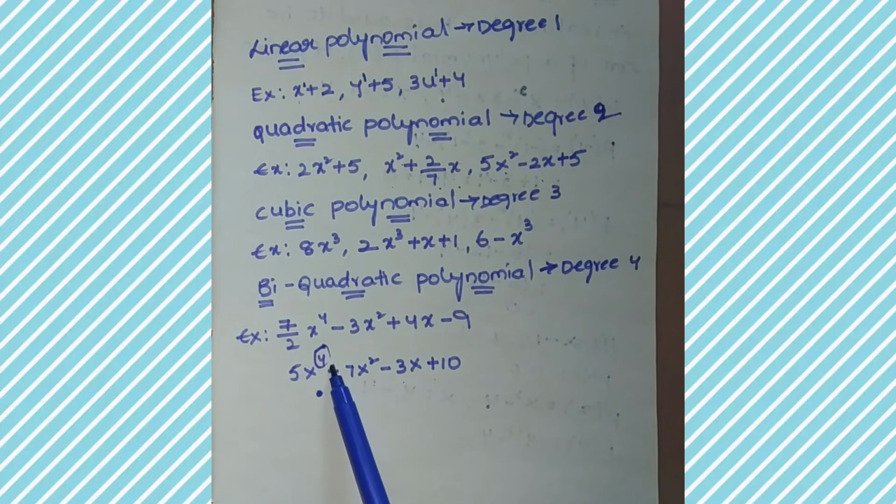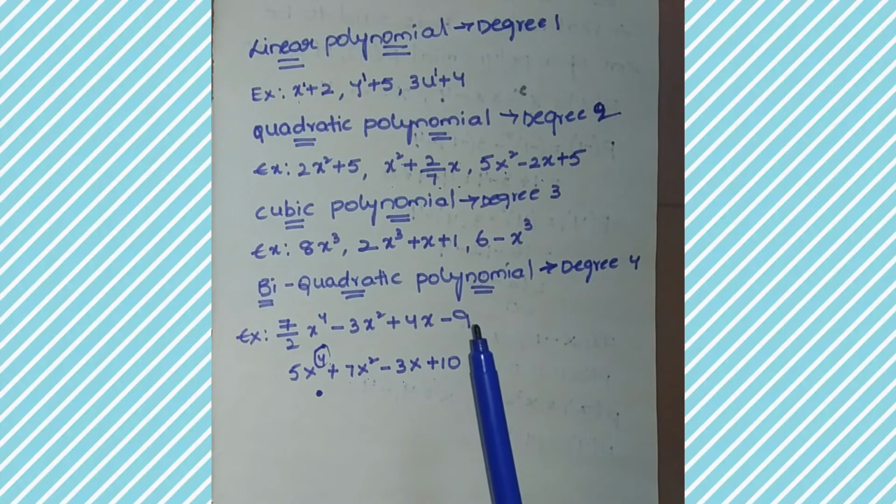Here x⁴ has power 4, x² has power 2 and x has power 1. So what is the degree? It is nothing but the highest power. So x⁴ has the highest power. So 4 is nothing but the highest power. So the degree is equal to 4. So 5x⁴ + 7x² − 3x + 10 is nothing but a biquadratic polynomial.